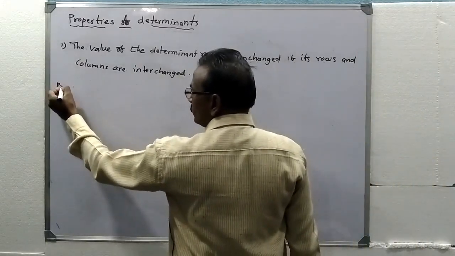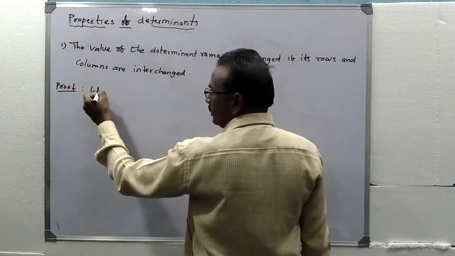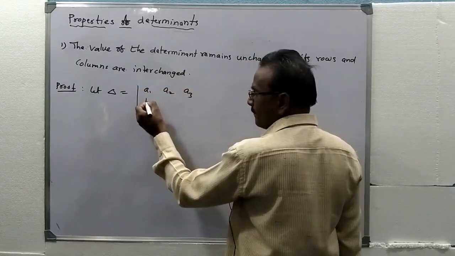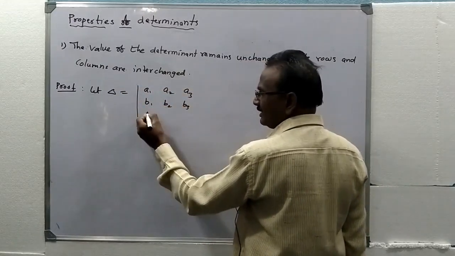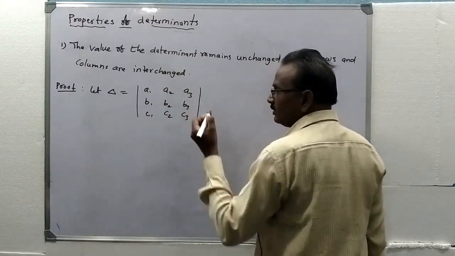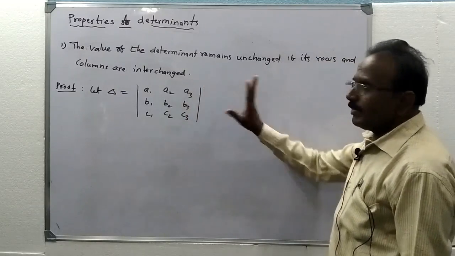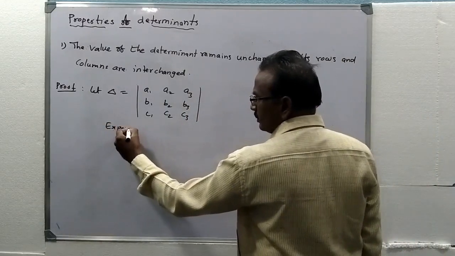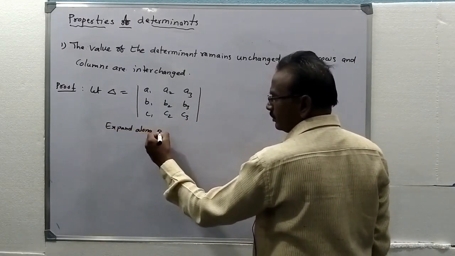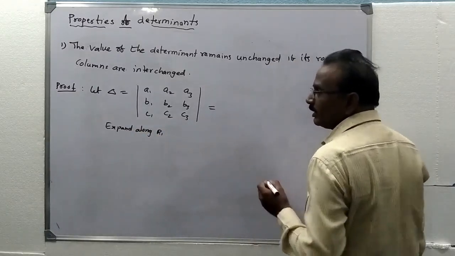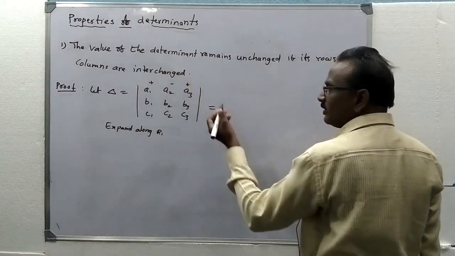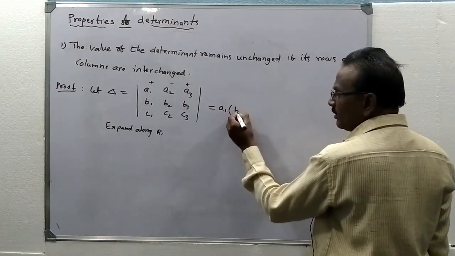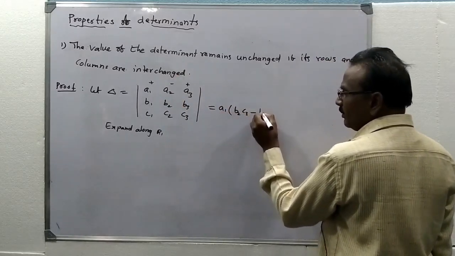Proof. Let delta be the determinant of A1, A2, A3, B1, B2, B3, C1, C2, C3. This is a 3 by 3 determinant. Expand along R1, with plus minus plus signs: A1 into, deleting the first row and first column, the determinant of the remaining 4 elements, B2 C3 minus B3 C2.